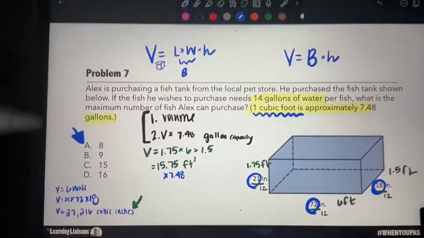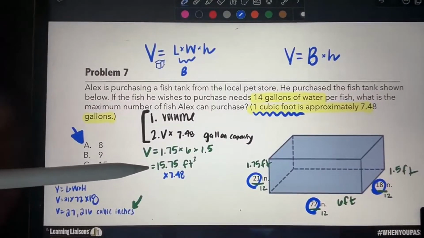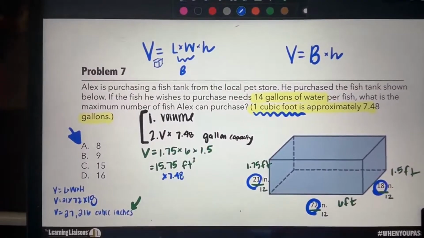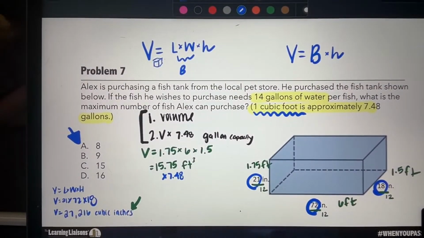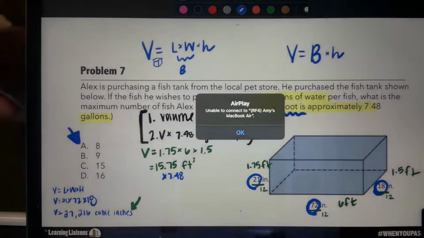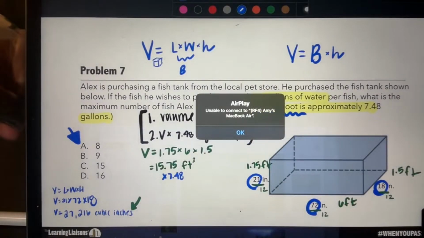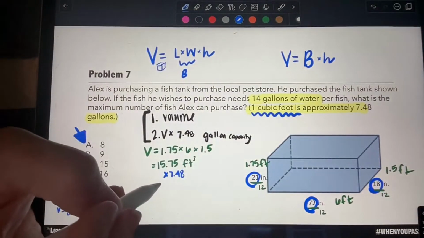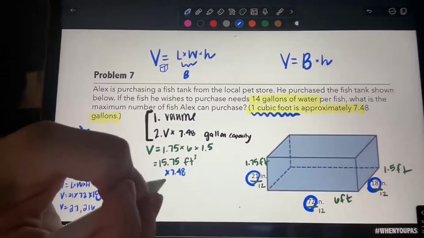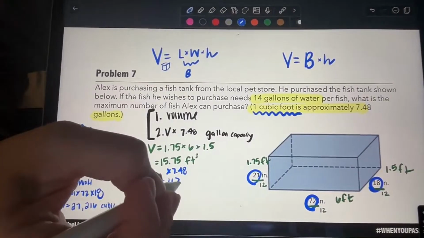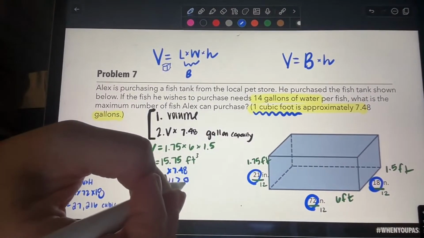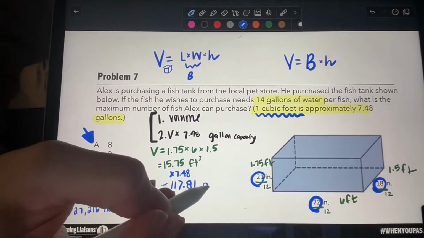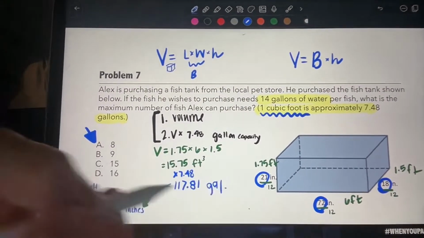So I'm going to multiply this 15.75 times the number of gallons, 7.48. That is a conversion factor that they've given us. So 15.75 times 7.48 equals 117.81. What does that number represent? That is the number of gallons in my tank.